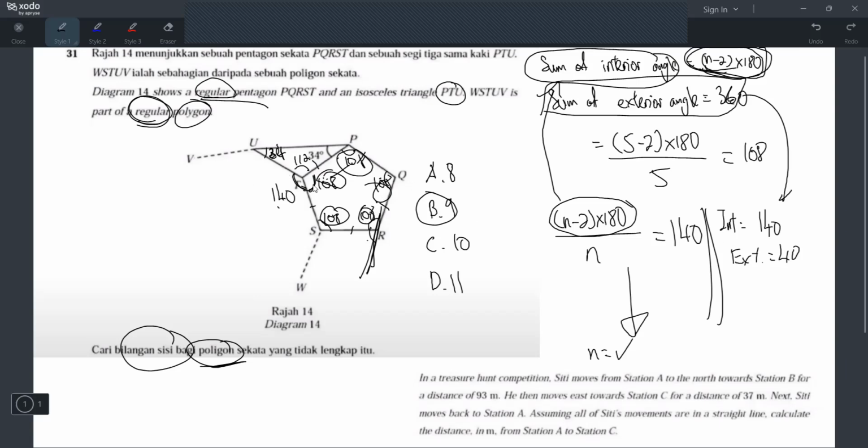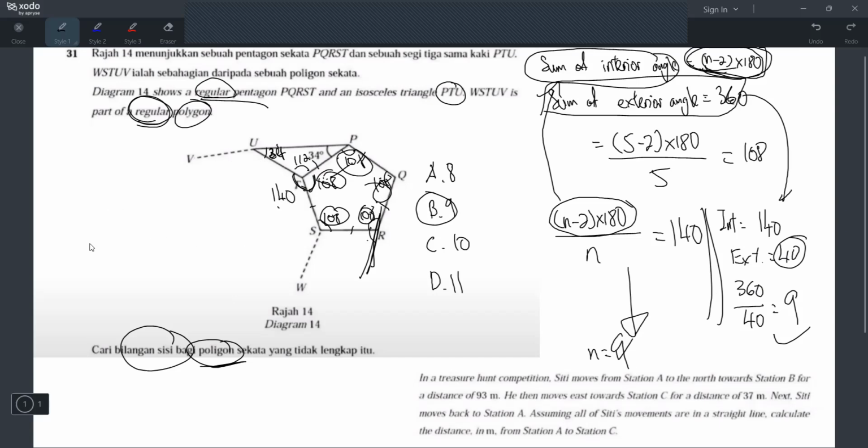So if the interior is 140, the exterior will be 40, right? But you already know this polygon's sum of exterior angles is 360. So you'll get 360 divided by 40 to get the number of sides, 9. So you can also do it like this. You will get the same answer as this, right? Let me explain a bit.